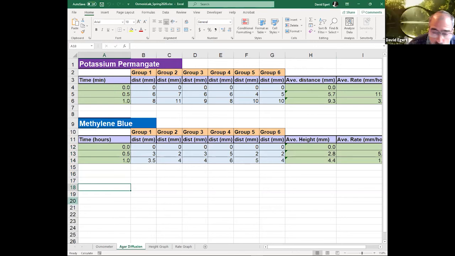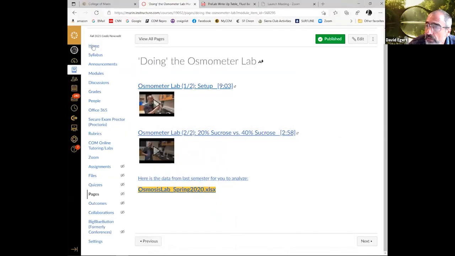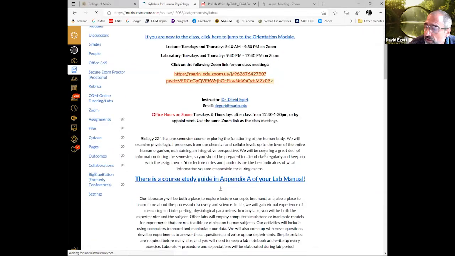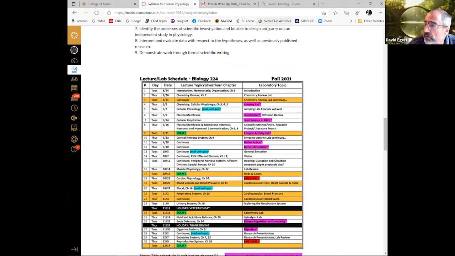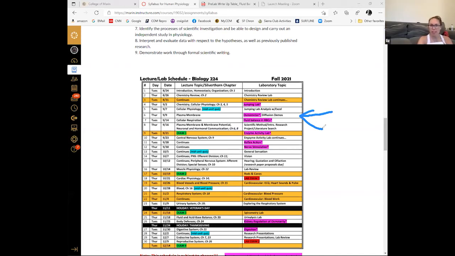Right, so here, I'll show you. If we go into our home here, for today, the official thing was osmometer and diffusion demos. Those were the 2 things that we were going to do in lab today. Okay, I missed that part. I just saw the first part.